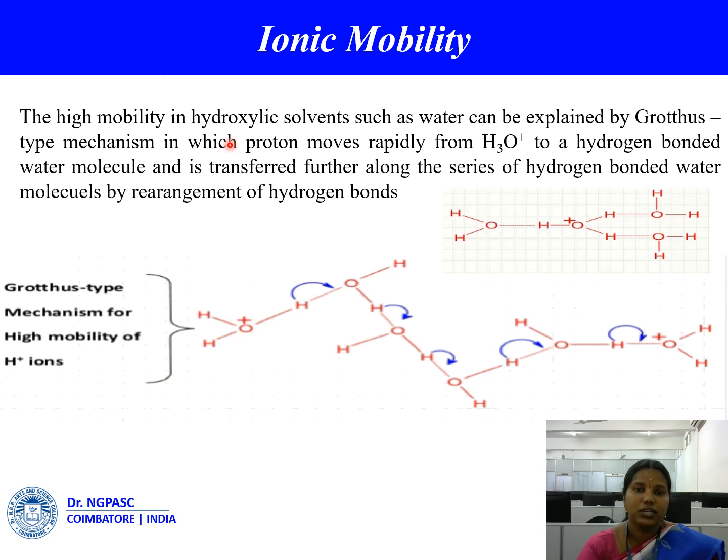Now, let us see the reason for the high mobility of the H plus ion. Usually the H plus ion has high mobility and high migration capacity compared to other ions. The high mobility in hydroxylic solvents such as water can be explained by the Grotthuss type mechanism, in which the proton of the hydronium ion moves rapidly to a hydrogen bonded water molecule and is transferred further along the series of hydrogen bonded water molecules by the rearrangement of hydrogen bonds. So this is the reason for the high mobility of the H plus ion in water.